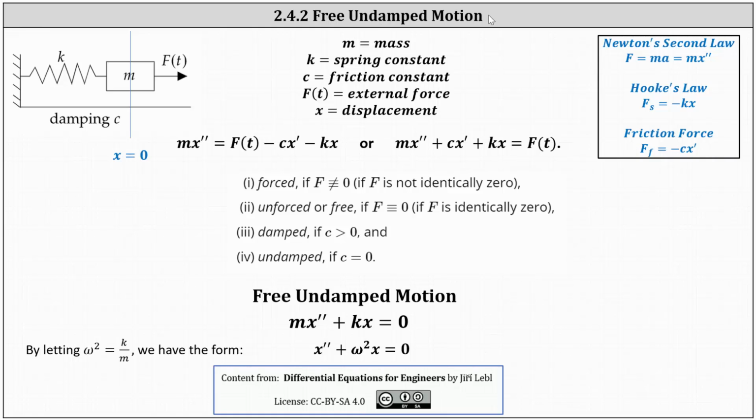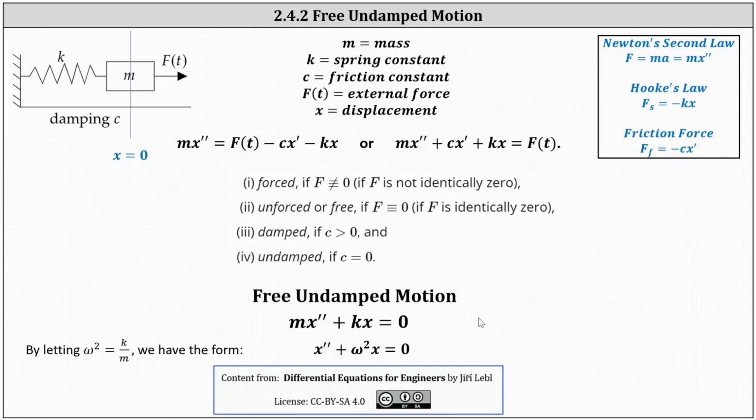For free undamped motion, big F of t is identically 0, meaning it's always the zero function, and there is no friction force, and therefore c is equal to 0. So if c is equal to 0, and big F of t is equal to 0, the simplified free undamped motion differential equation is m x double prime plus k x equals 0. Sometimes the equation is given as x double prime plus omega squared x equals 0. To do this, we would divide both sides of the first equation by m, and then set k divided by m equal to omega squared.